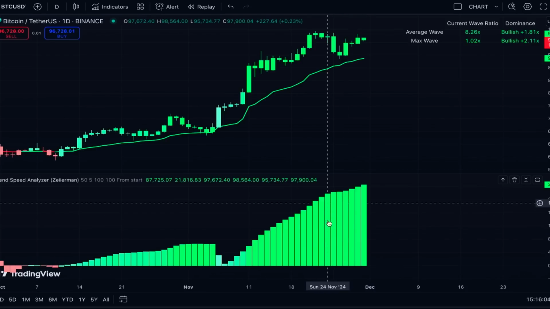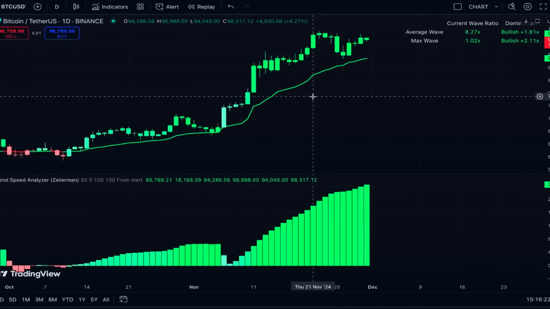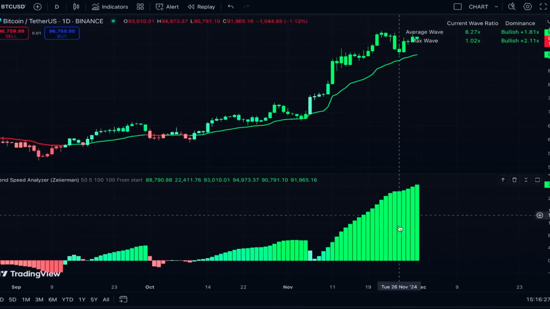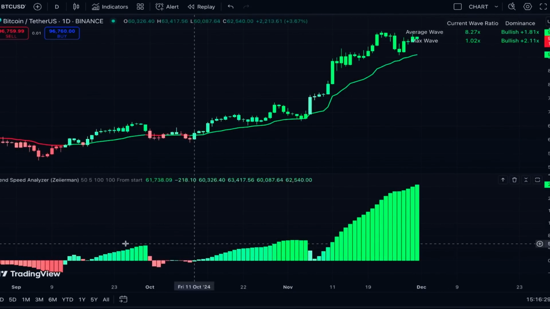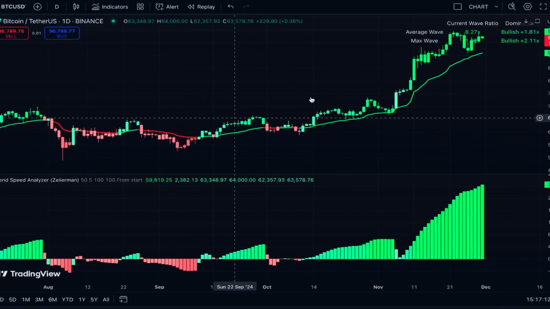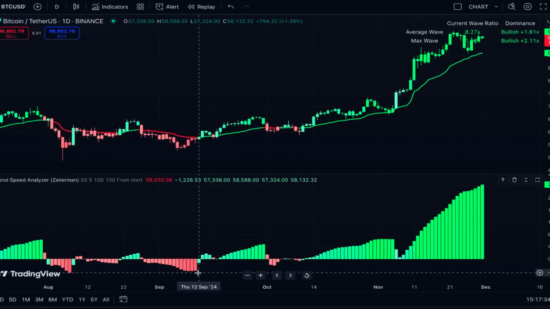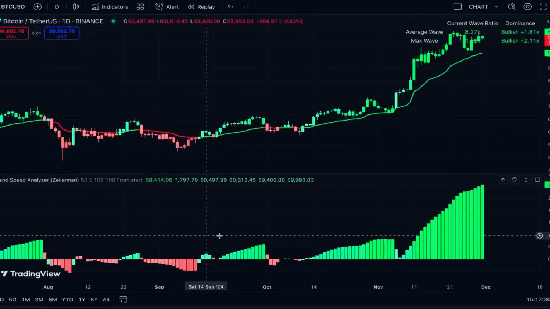The farther the histogram bars are from 0, the more accelerated the momentum is. In other words, the speed of the price movement is higher. For example, in this part, you can see that the bars are very high compared to the past. When we check this part, where the price action is in a trading range, we can see that the range of change for the histogram is in this range. The positive one is at this level.